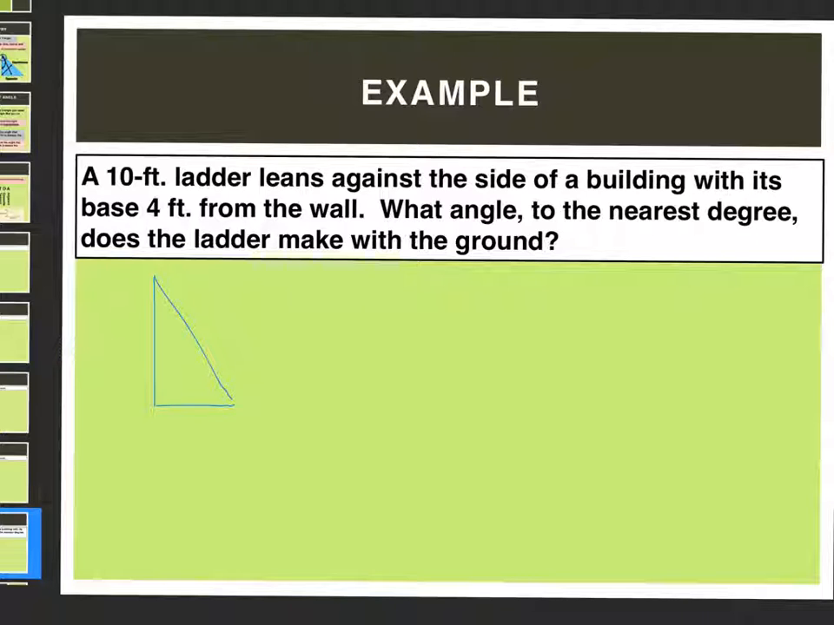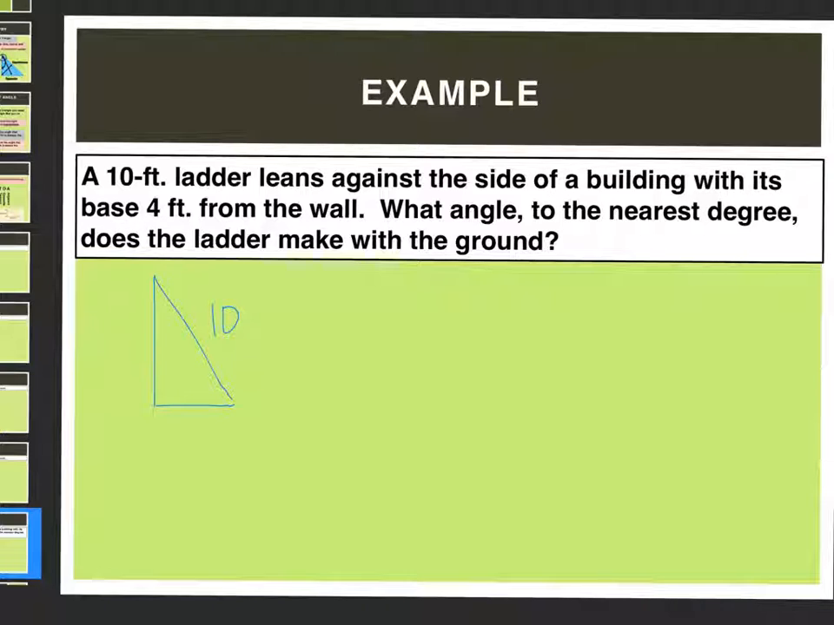You could draw a more detailed picture if you wanted, like with an actual wall and the ladder, but you don't have to. You know it's going to be a triangle. I'm not a very good drawer, so I don't do that kind of stuff. Now, it's a 10-foot ladder. So where would the 10 feet go? Would it go on the hypotenuse?